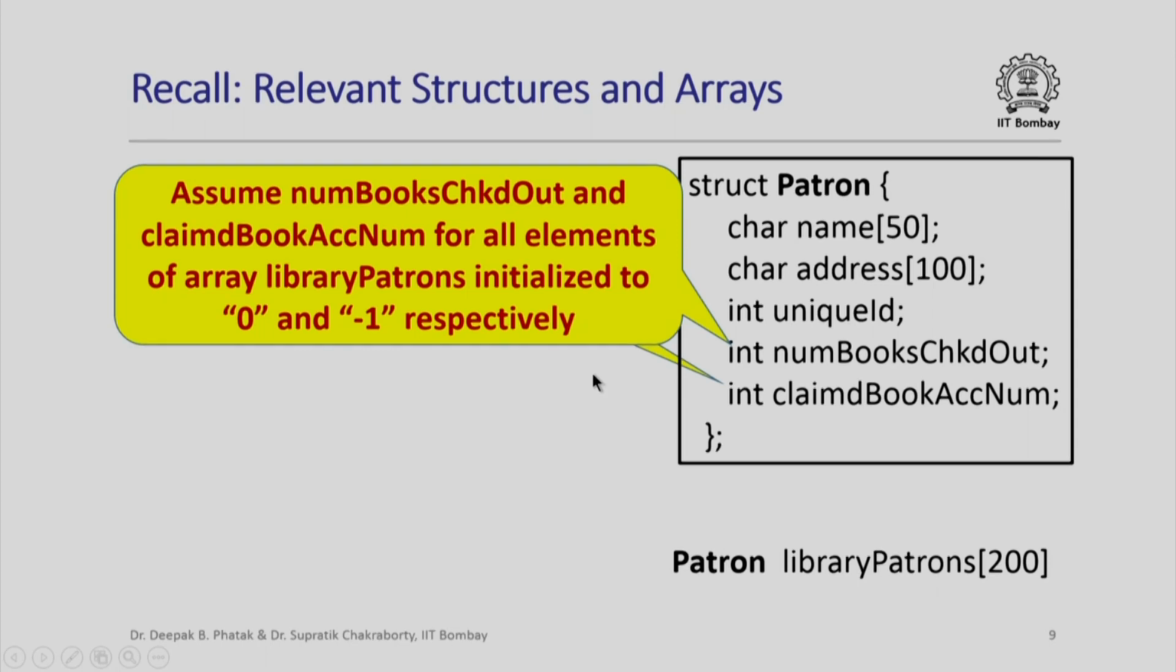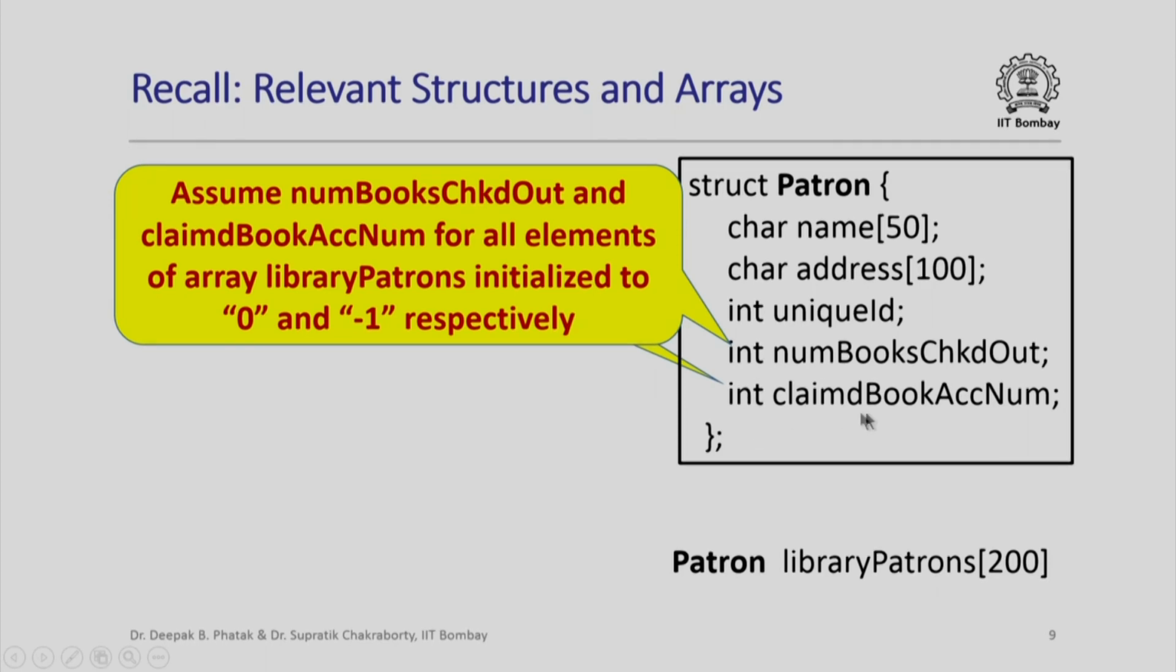And once again, for purposes of programming in this lecture, we are going to assume that for every element in this array library patrons, every such element being a structure, the fields num books checked out and claimed book accession number have been initialized to 0 and -1 respectively. Num books checked out for a patron being 0 means that the patron has not yet checked out any book, or whatever the patron has checked out, she has already returned all of them.